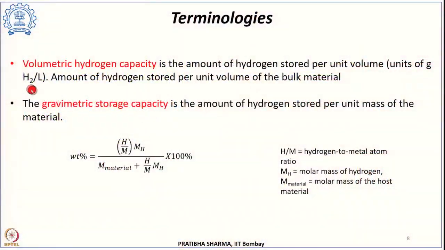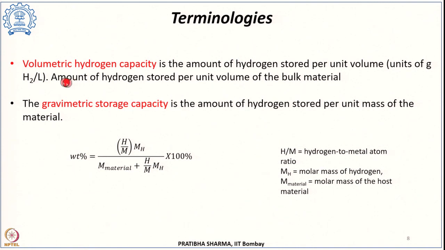Now let us understand some of the terminologies which are commonly used in metal hydrides or solid state hydrogen storage systems. Like the term volumetric hydrogen capacity. Volumetric hydrogen capacity represents the amount of hydrogen stored in that system or in that material per unit volume, that is, gram of hydrogen per liter. If it is system based, then it will be the system volume. If we are reporting for the material, then it will be the material volume. The amount of hydrogen stored per unit volume of the bulk material is considered when we are talking about the material based volumetric hydrogen storage capacity.